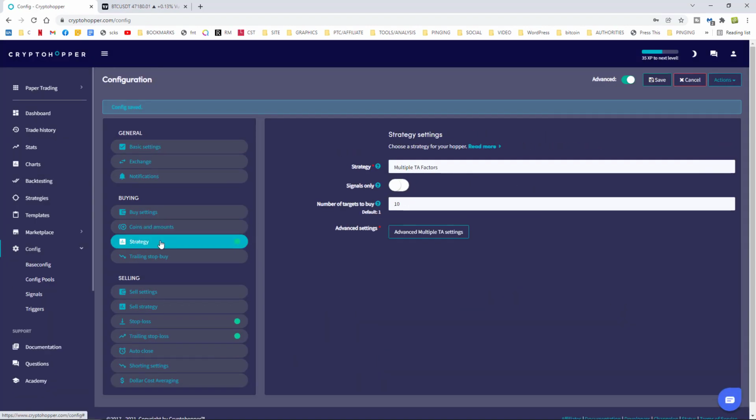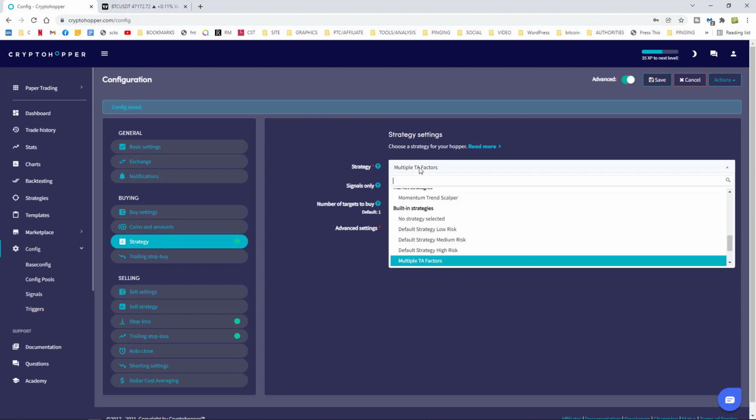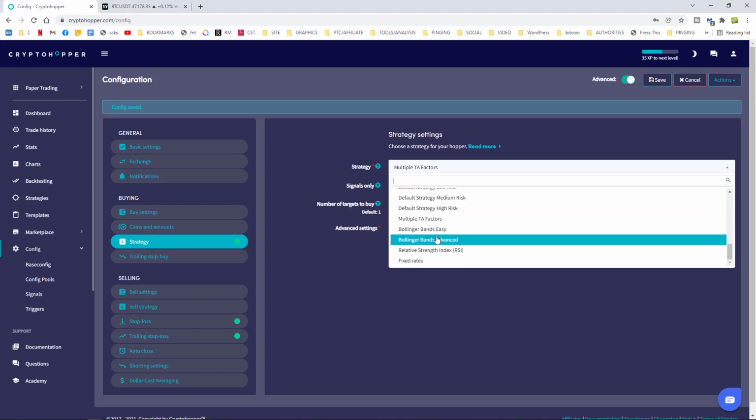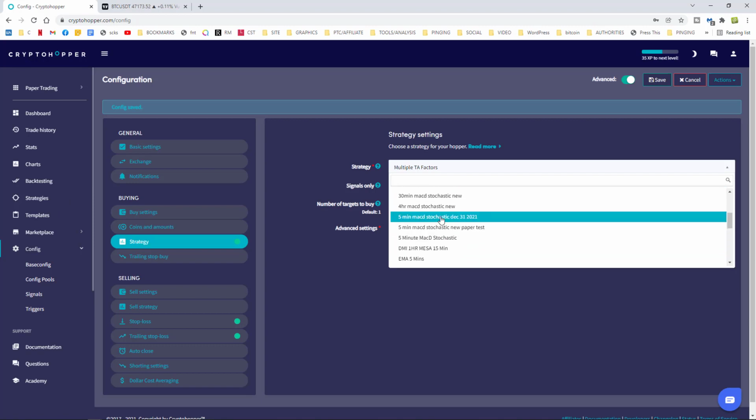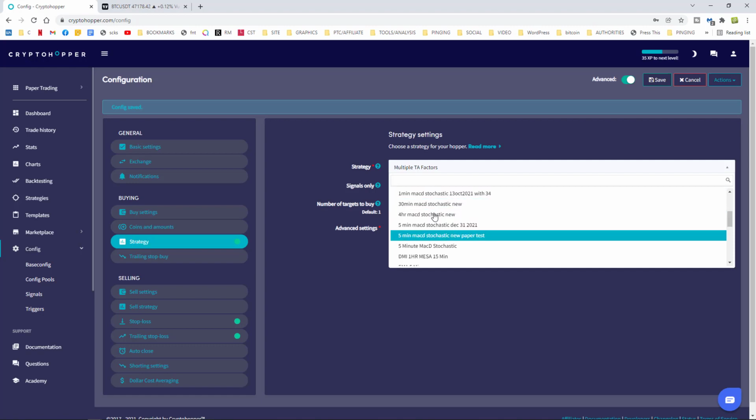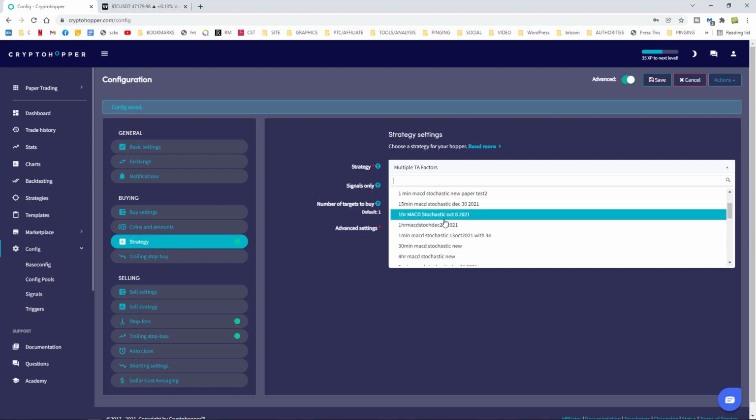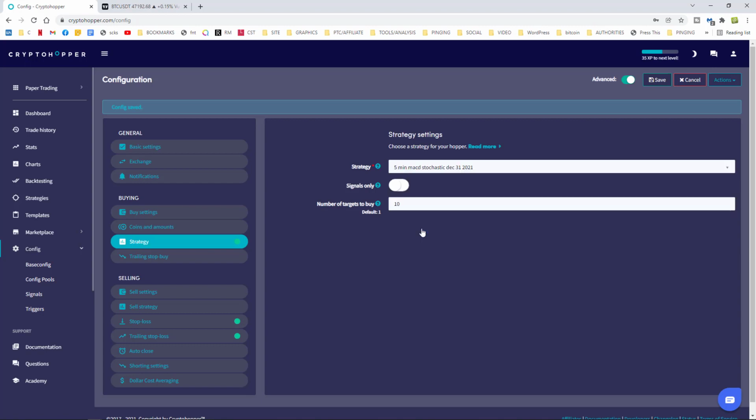Now I'm going to go to strategy here. Now I need to select that strategy that we created earlier. Where is it? It's up here somewhere. There we go, that one there: 5-minute MACD stochastic, December 31st, 2021. So this is why you need to label them all, so you know which one you're choosing. I've lost it. There it is. All right. Signals only is something else. That's for if you're getting external signals from TradingView or whatever. So that doesn't need to be switched on.